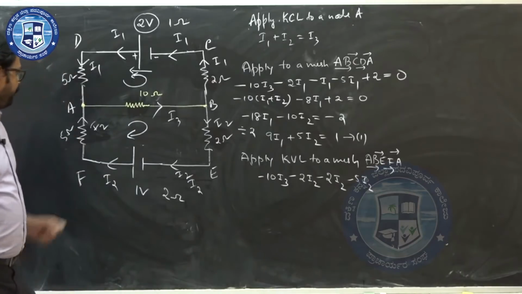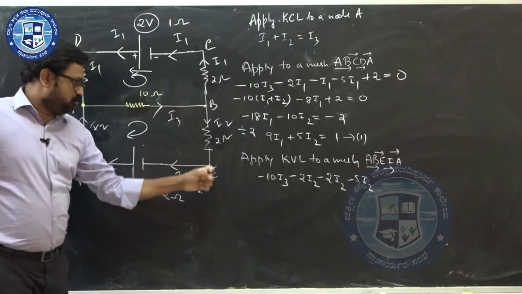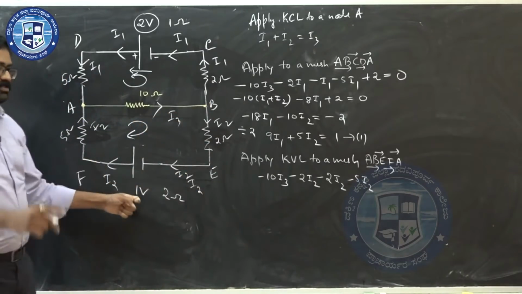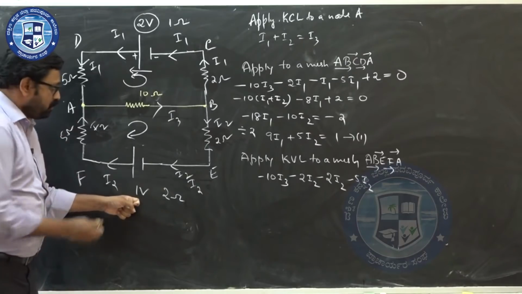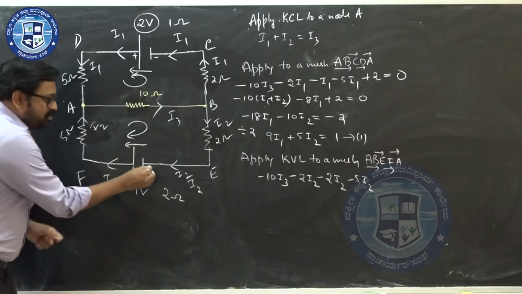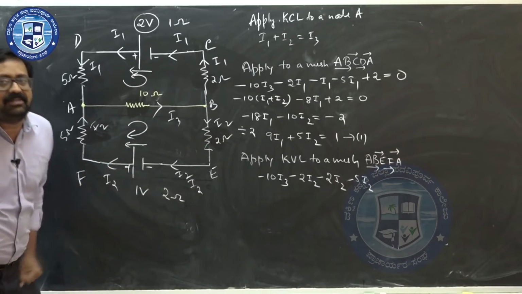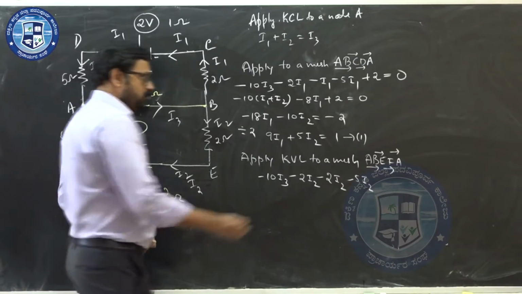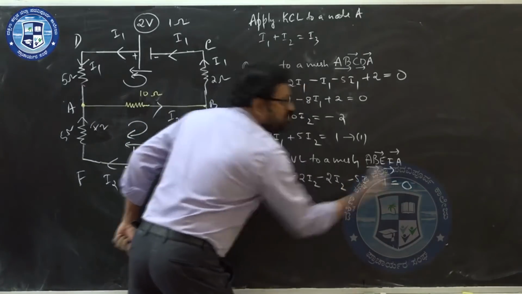Now I would refer to EMF. A to B, no EMF. B to E, no EMF. E to F, there is a cell having an EMF of 1 volt. When I am moving along the direction of the traverse, when I am crossing the cell, don't you think that again you are moving from negative to positive of the cell? Means EMF should be taken as positive. So it is plus 1 is equal to 0, correct?